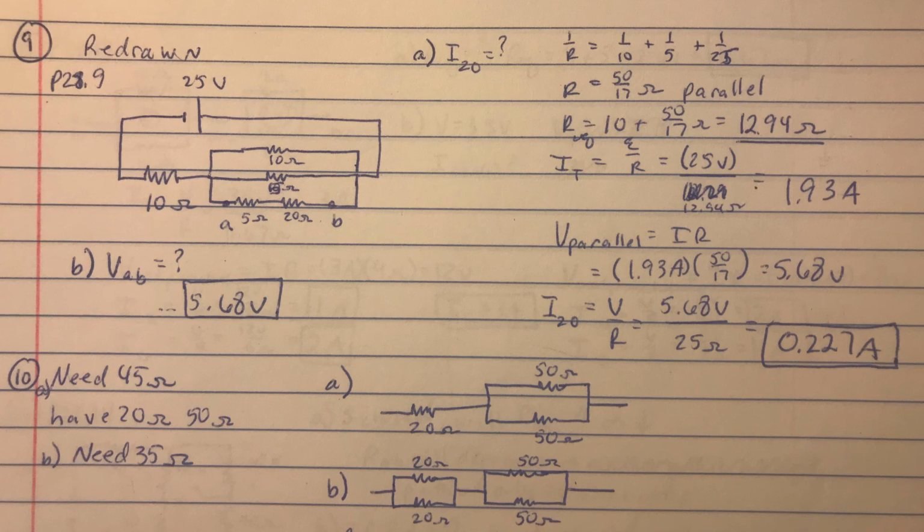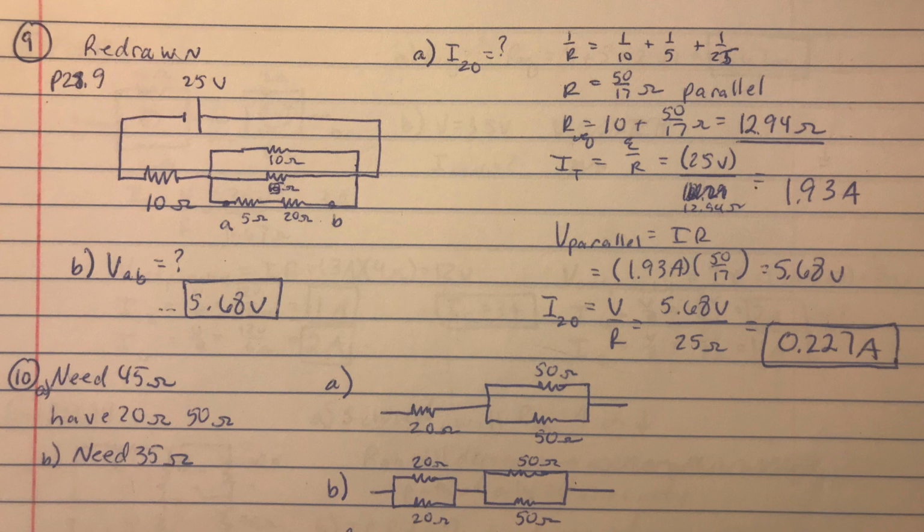Focusing then on the parallel where that 20 ohm resistor is, Ohm's law, V equals IR for the parallel: the 1.93 amps times the equivalent resistance for the parallel, 50 over 17, gives you 5.68 volts across each branch in the parallel. And then I20, since in that branch it's along with a 5, that's going to be V over R for that branch, 5.68 volts divided by 25 ohms, or 0.227 amps.